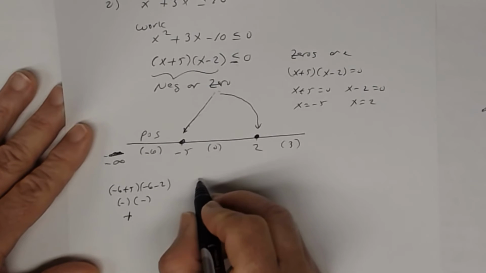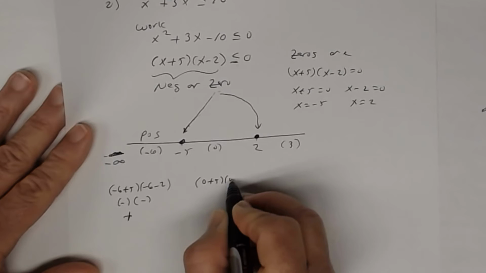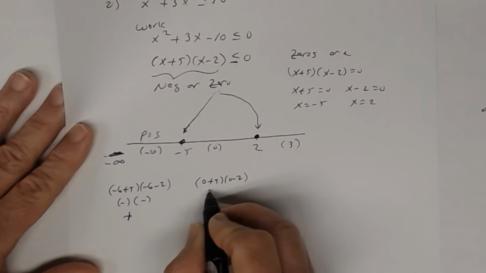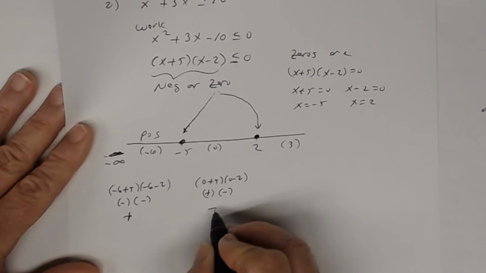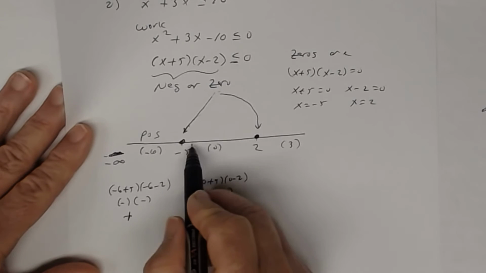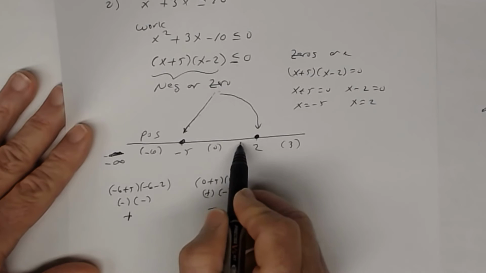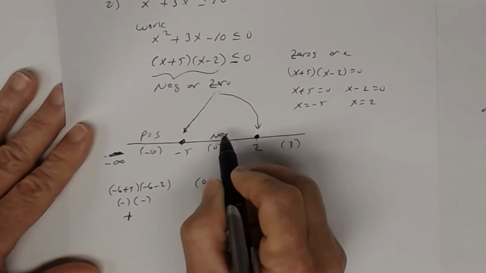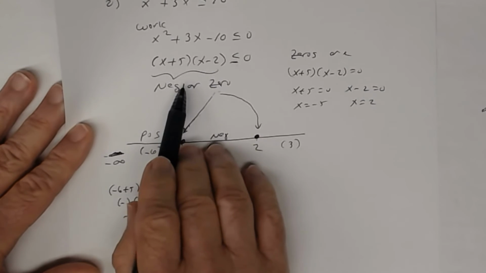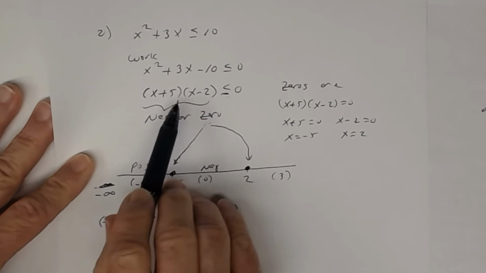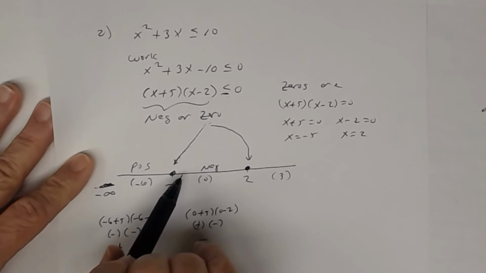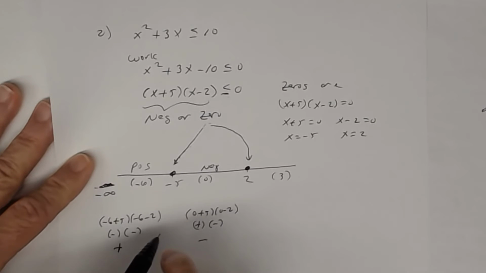If x is 0, I get 0 plus 5, 0 minus 2. 0 plus 5 is positive. 0 minus 2 is negative. A positive times a negative is a negative. So that means that any real number in that second interval between negative 5 and 2 is going to make this left side negative, which means it is going to be a solution to the original. Okay, so the solution to the original will be, so far, any real number between negative 5 and 2, including negative 5 and 2 because of the bracket.